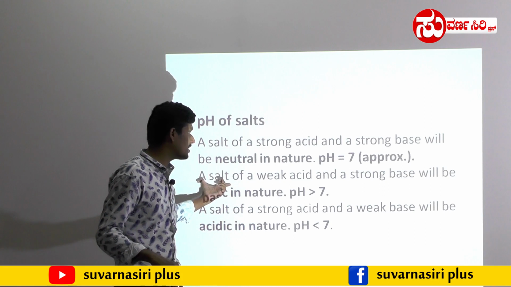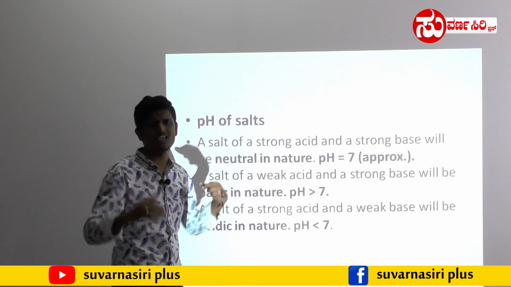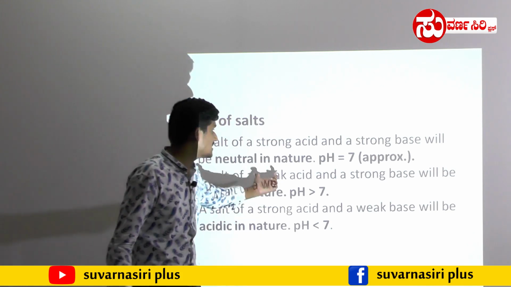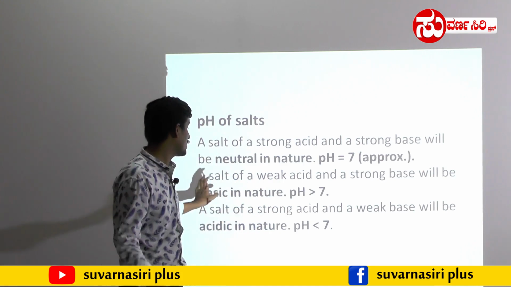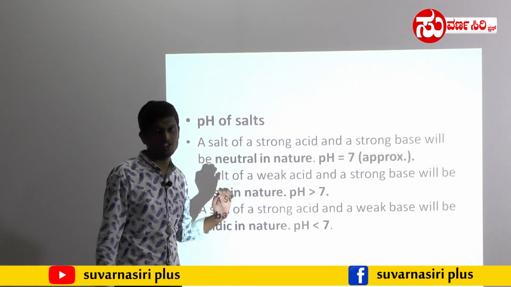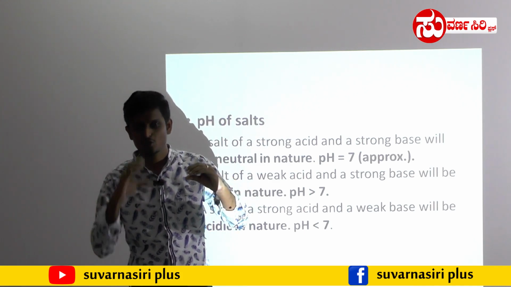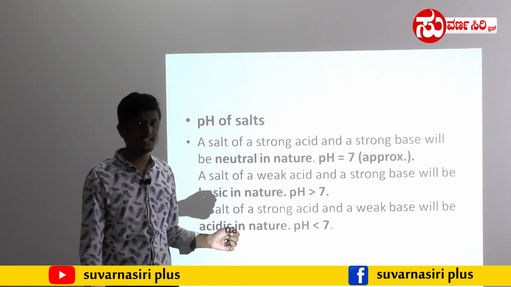If it is a basic salt, it means a weak acid, any weak acid, for example acetic acid, CH3COOH, reacting with a strong base like NaOH. Then the salt formed is basic in nature. Weak acid, strong base, then the base is strong, so it is a basic salt. Then the last one is the acidic salt.